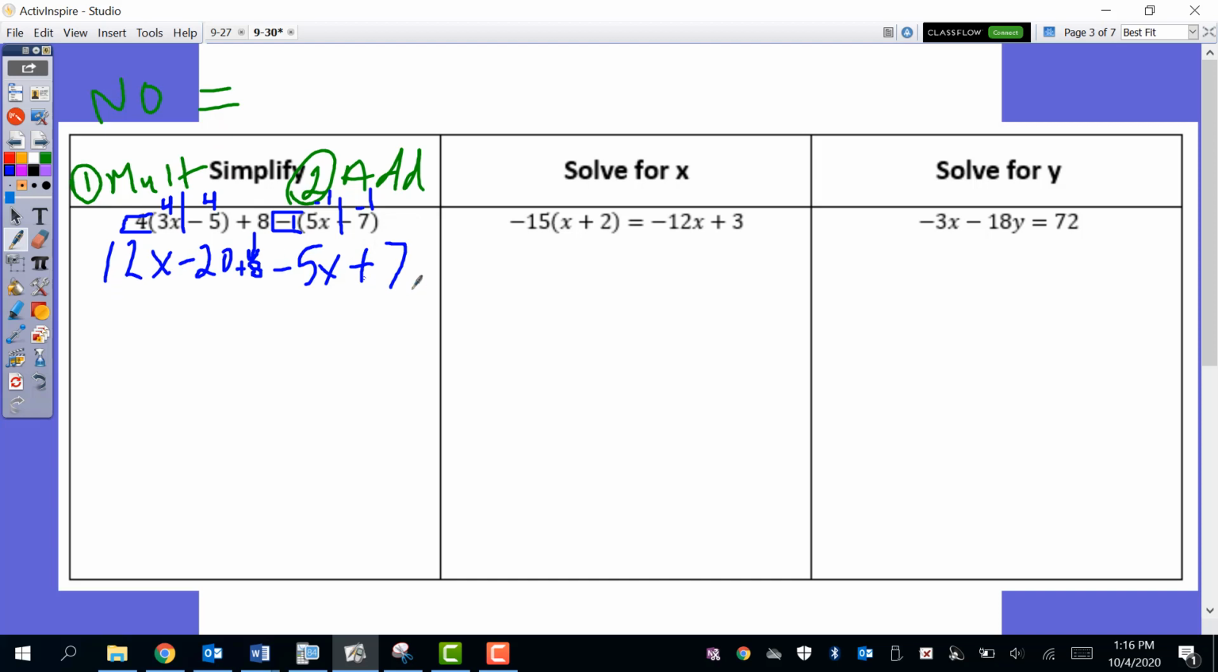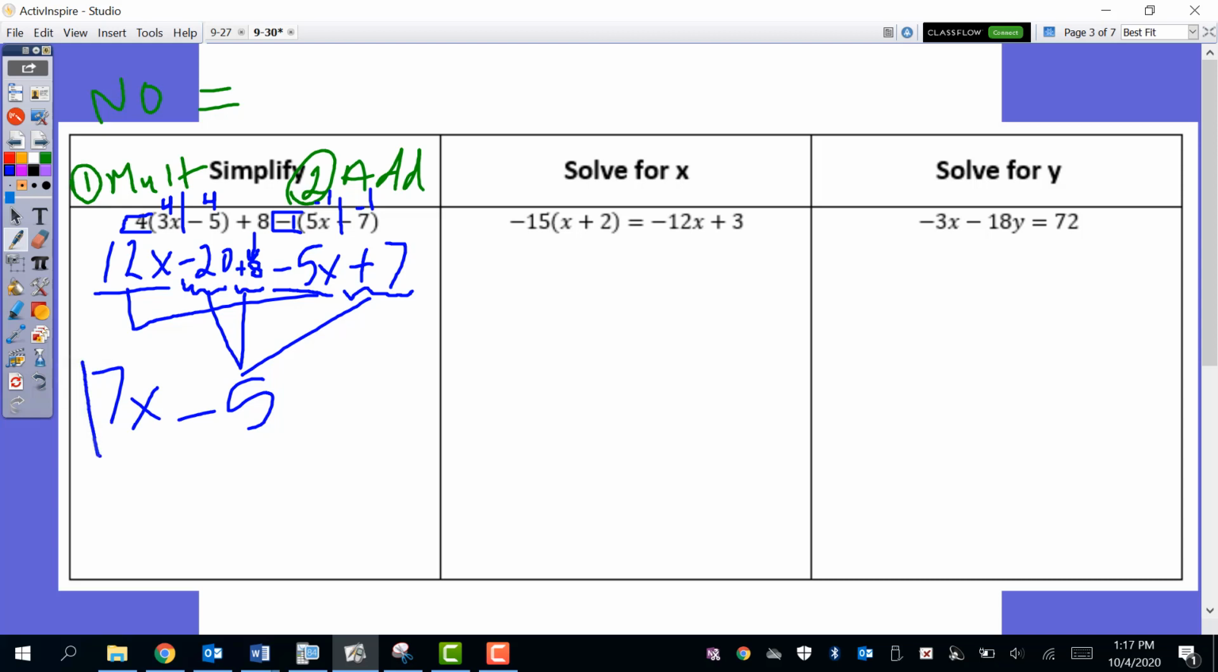And now at this step, I'm going to add what I can add together. So letters go with letters, numbers go with numbers. So I got my 12x and my negative 5x. I'm going to add those together. And that gives me 7x. And then I'm adding my plain numbers: negative 20 is one, positive 8 is another, and positive 7 is another. So I can add all three of those things. And that's going to turn into negative 5.